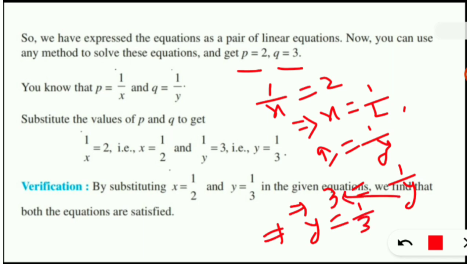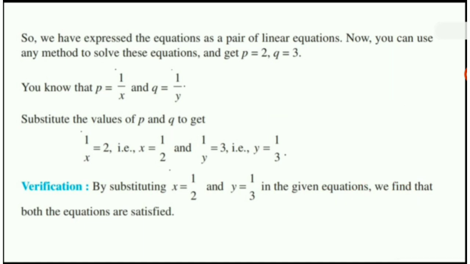3y equals 1, so y equals 1 by 3. Clear? So here we write the answer. That's p equals 1 by x and q equals 1 by y. Substitute the values of p and q. We get 1 by x equals 2, so x equals 1 by 2, and 1 by y equals 3, so y equals 1 by 3.